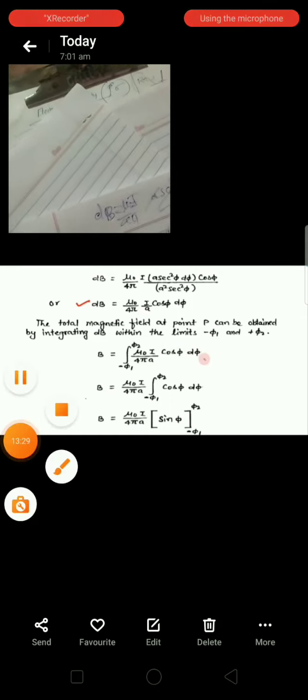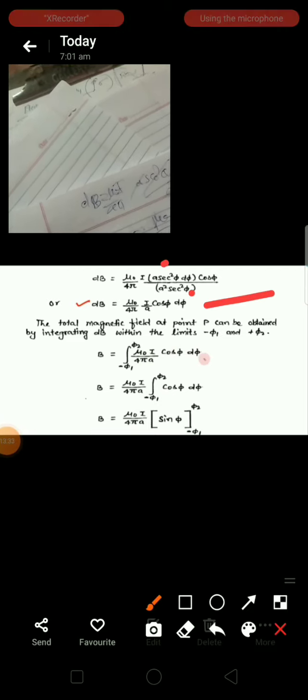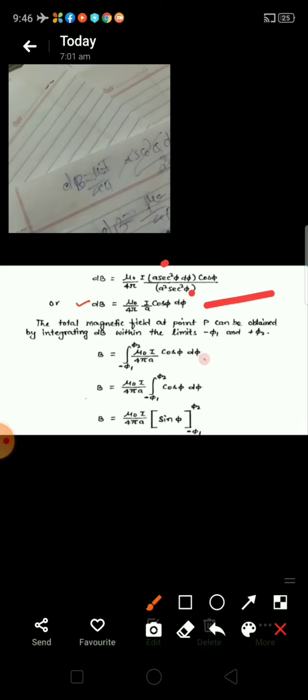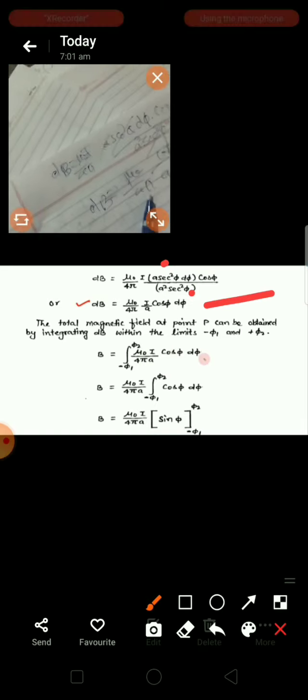Okay, so I hope you understand. Next I put the values, so all the values here get cancelled. Next, the remaining I get is this equation only. Next, I want to take this one a little bit.